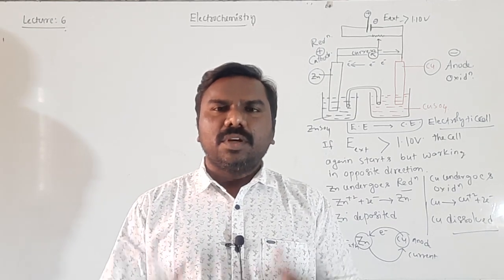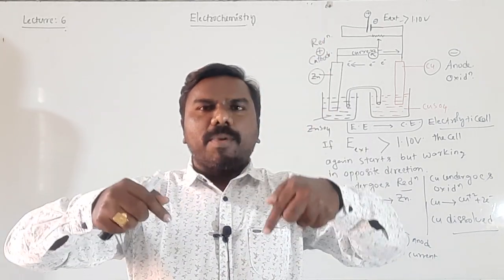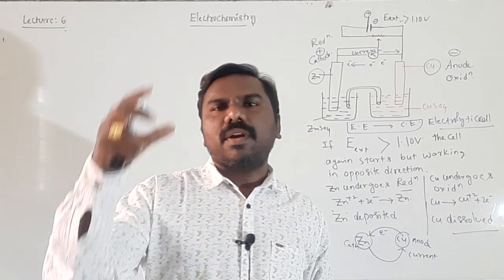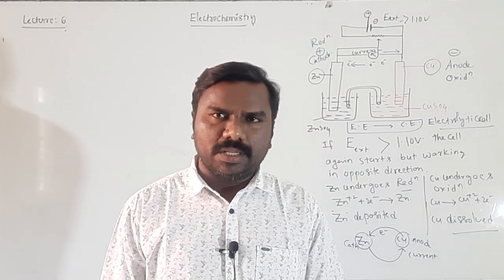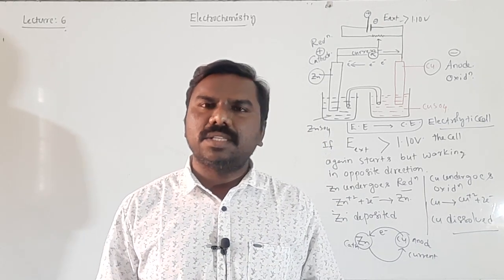The best example is one cell in which copper sulfate is added and two copper rods are dipped. One is an impure copper rod, another one is a pure copper rod. The impure copper rod acts as anode, the pure copper rod acts as a cathode.